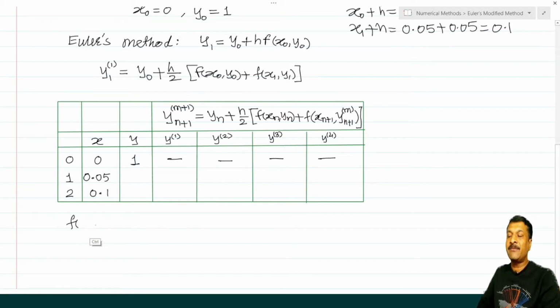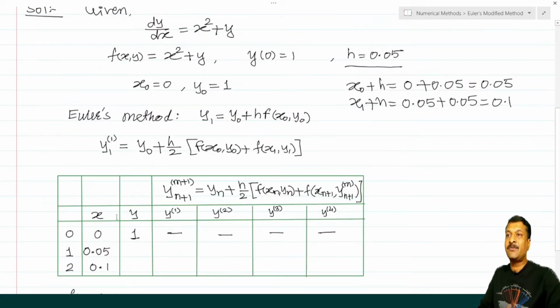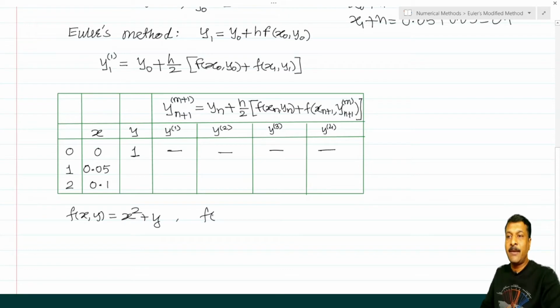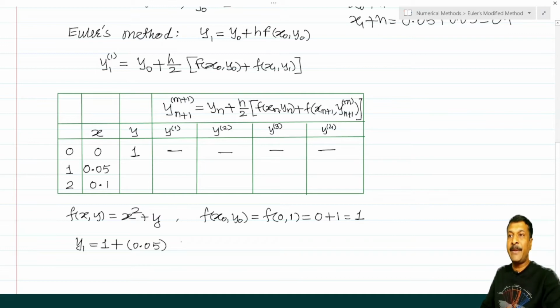But before that, what is f of x y? It is x square plus y. And therefore f of x0 y0. What are the values of x0 y0? x0 is 0, y0 is 1. Put here x equal to 0 and y equal to 1. So I am getting here 0 plus 1, that is equal to 1. After that you find what is y1? That is equal to y0, y0 is 1, plus h, 0.05, f of x0 y0.